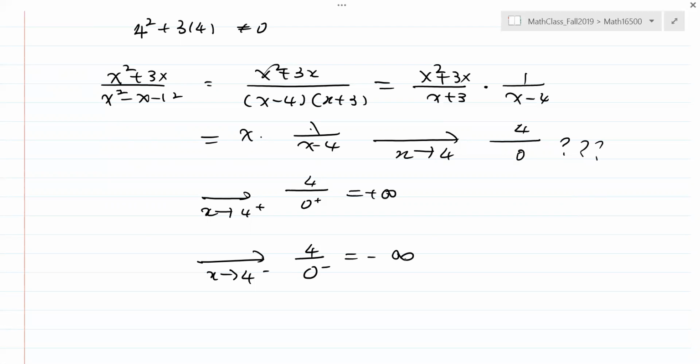So the two-sided limit does not exist, because the one-sided limits do not match. What that really means is you have the graph here, that's 4. So let's sketch the graph. I think the graph looks like that.